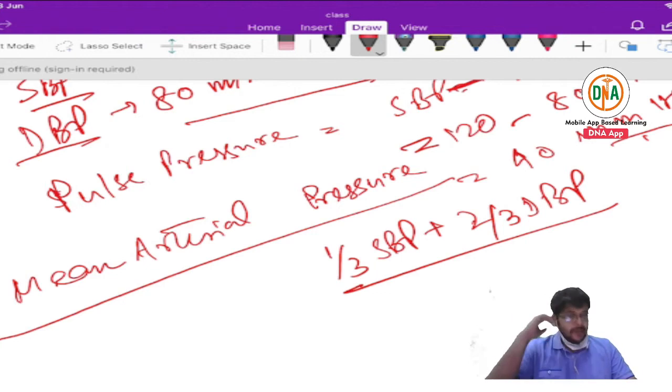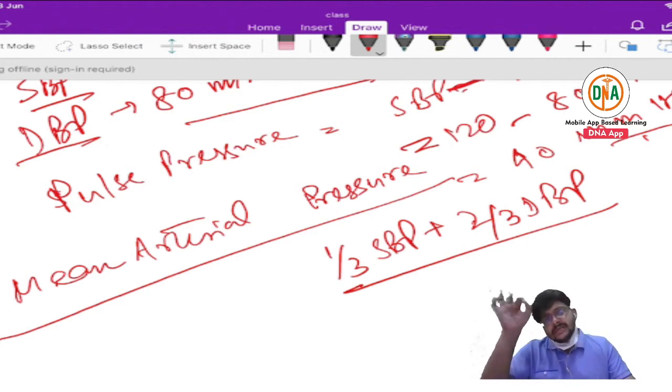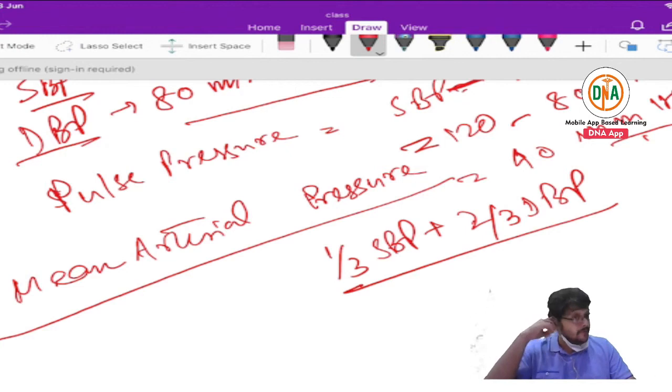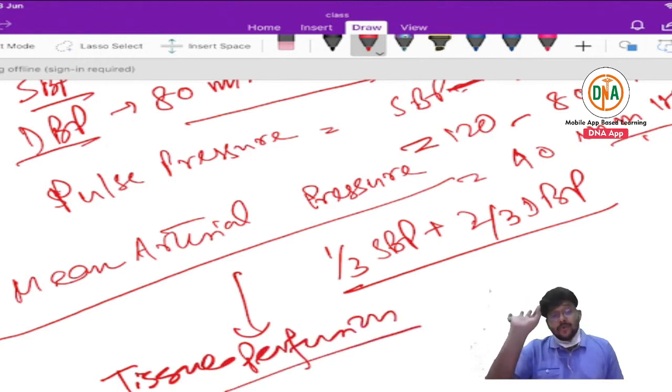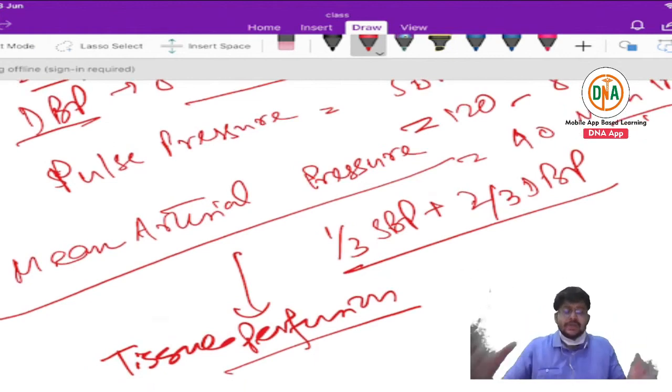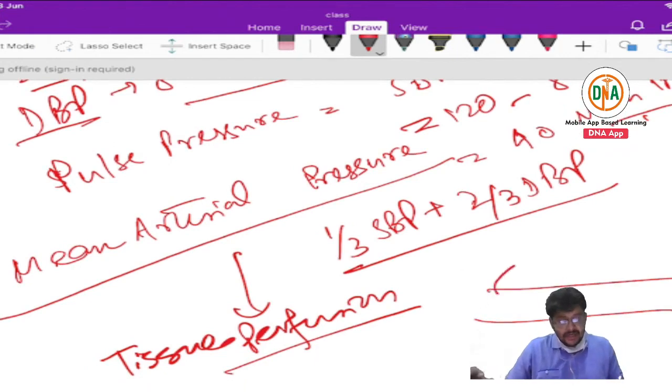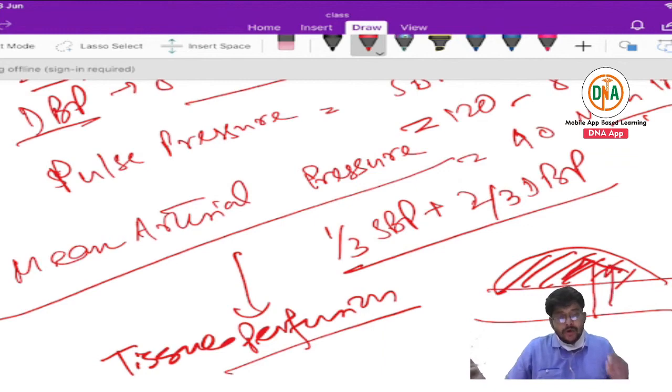There are discrepancies, but remember, what is the basic idea of mean arterial pressure? What is the benefit of calculating it? Mean arterial pressure gives us the value of tissue perfusion or organ perfusion. If mean arterial pressure is okay, the tissue perfusion will be okay. See, this is the blood vessel and we have the tissue over here. If the blood pressure, which is the perpendicular pressure, is more, what will happen? Blood will move, oxygen will move, metabolites will move more into the tissue.